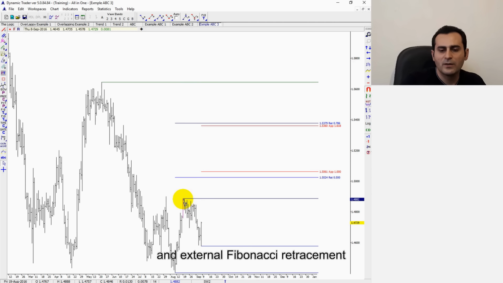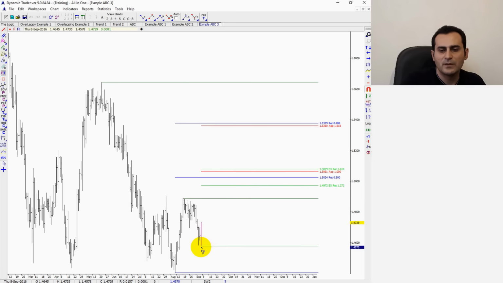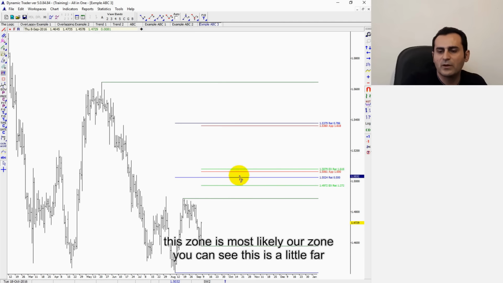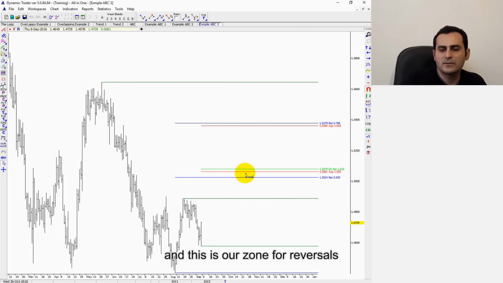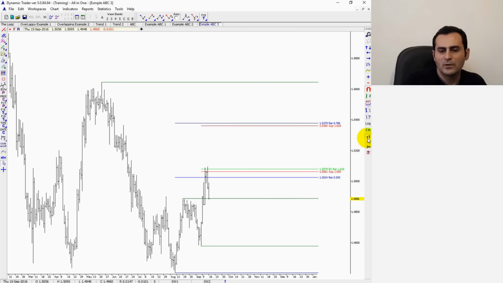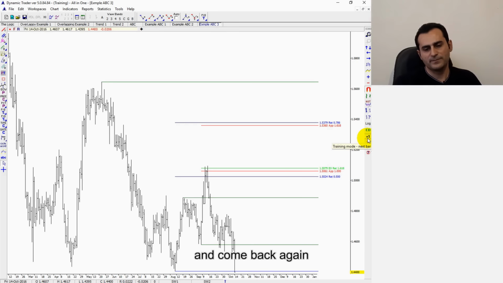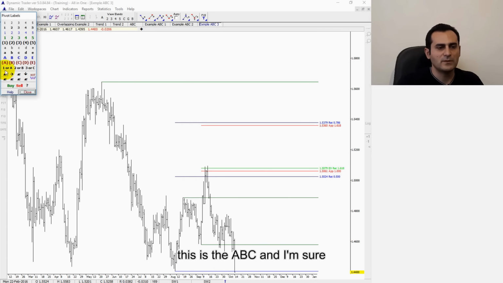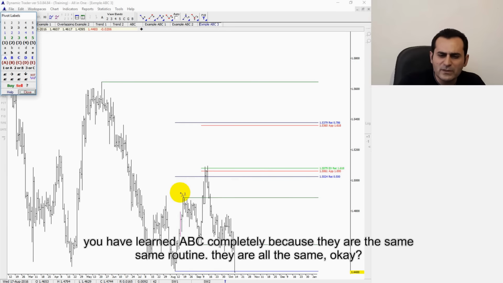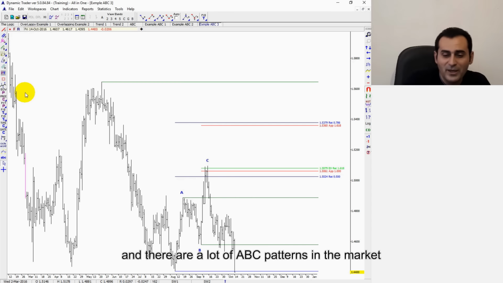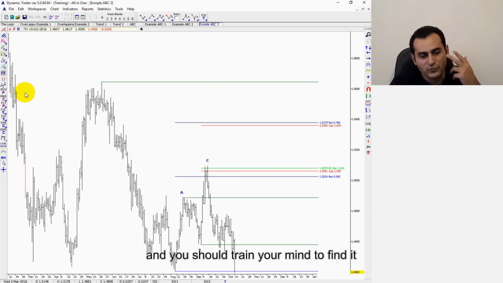And external Fibonacci retracement. This zone is most likely our zone. You can see this is a little far. And this is our zone for reversals. You can see price has reached our zones and come back again. This is the ABC. And I'm sure you've learned ABC completely because they are the same ritual. They are all the same, okay? And you've learned it properly, and there are a lot of ABC patterns in the market. You should train your mind to find it.